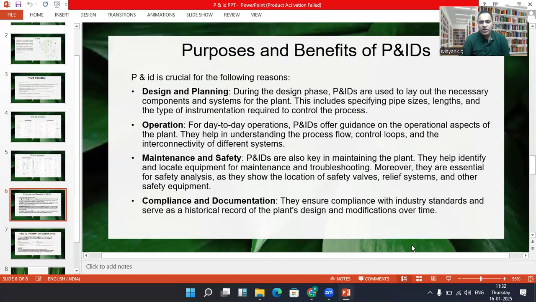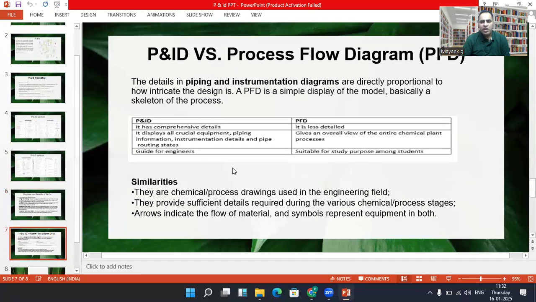Then compliance and documentation. As per the industry standard, all the PNIDs should be stored as a historical record for the plant design and modifications over time. It is also an industry requirement and a compliance point that you should have all the PNIDs updated for the plant, and if there are any modifications, then the updated PNID should be available in your records.